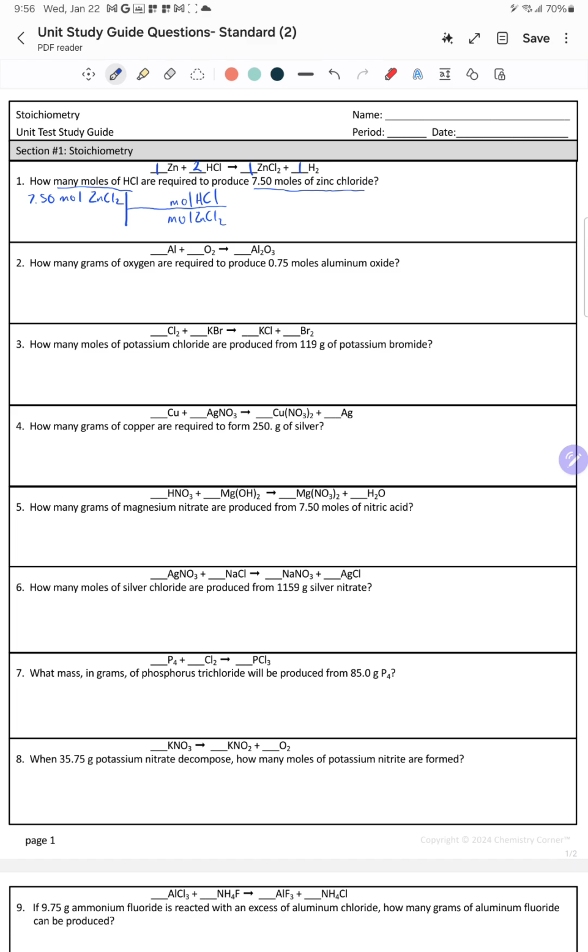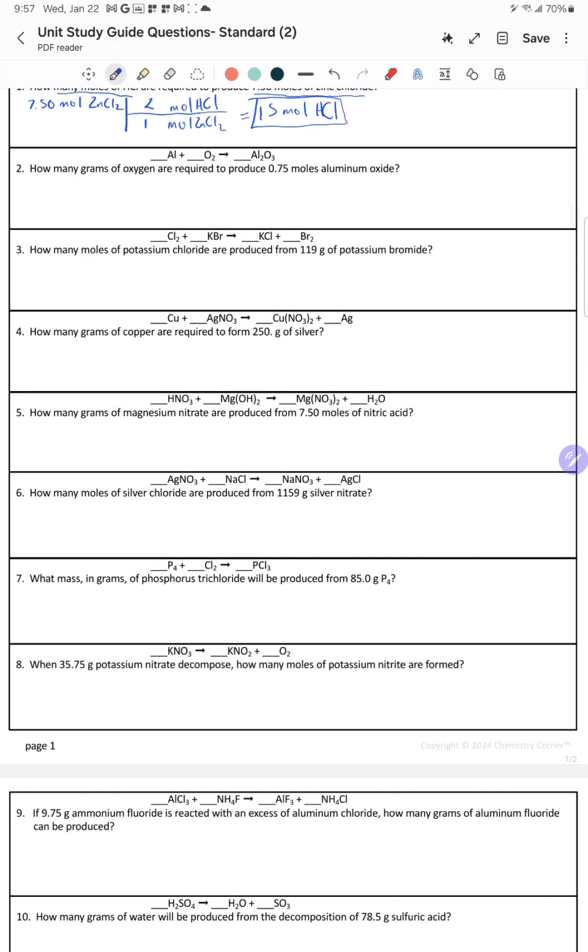Now I look at my balanced chemical equation because this is where I get my mole ratio from. HCl is 2, and zinc chloride is 1. So I'm going to do 7.50 times 2, divided by 1, and this gives me a wonderful total of 15 moles of HCl. I can stop right there because all I wanted was moles. So this is my answer. All right, next.